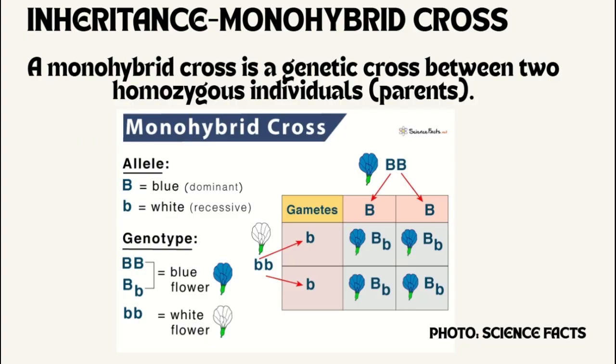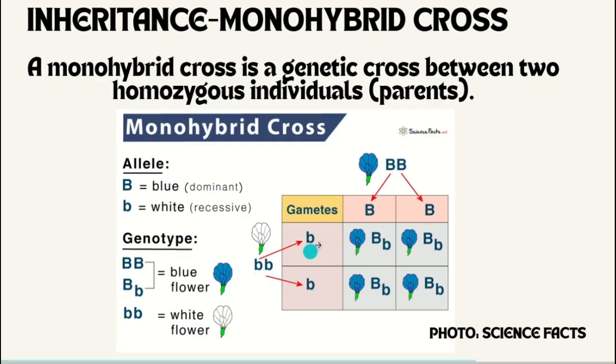A monohybrid cross is a genetic cross, so this is how we can predict the next generation. It's a genetic cross between 2 homozygous individuals. Remember what we said homozygous meant, they must have the same alleles. In this diagram, this is the F1 generation, meaning the first generation. If the parents had a child, the offspring is the first generation. You can have homozygous dominant and also homozygous recessive.